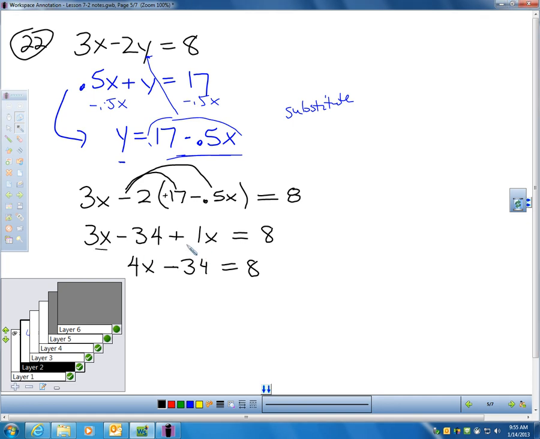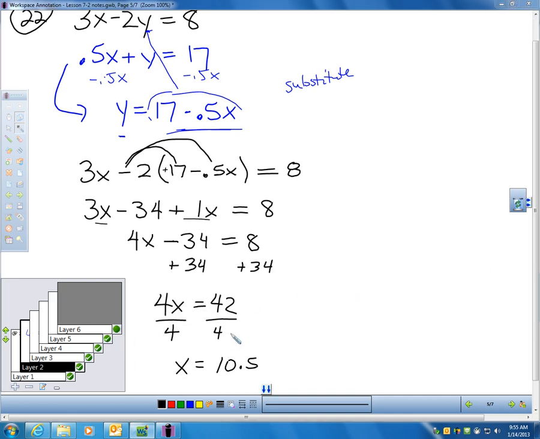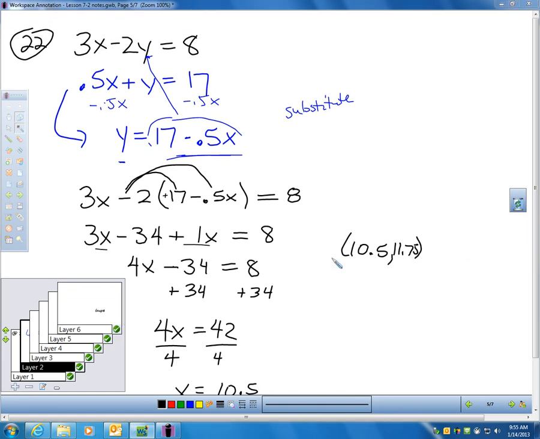And then I have like terms. 3x plus 1x is 4x. I still have the minus 34 equals 8. I can add 34 to each side, divide by 4. I just got x is 10 and a half. And once I have 10 and a half for x, I can go right here, and I can take 10 and a half and plug it in.